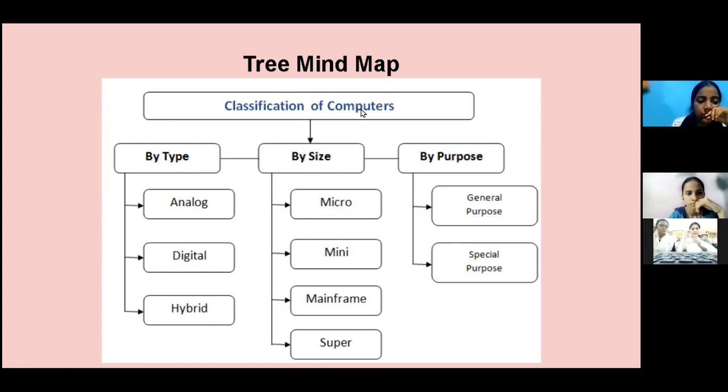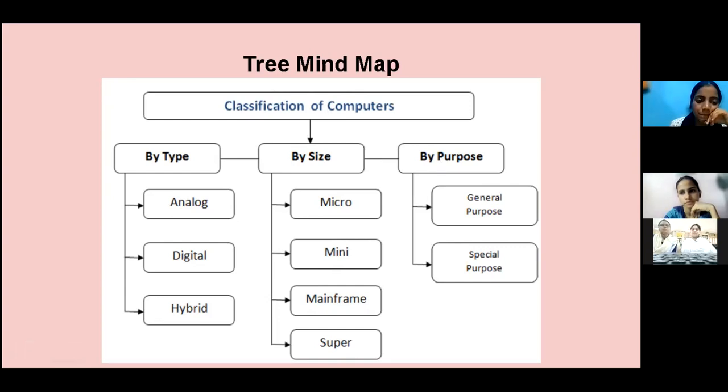So when we have classification of computers, we can use a tree mind map. This is an example of a tree mind map, where it comes down in the form of a tree. By type we have analog, digital, hybrid. By size, we have micro, mini, mainframe, super, going from smaller to the highest. And by purpose, general purpose and special purpose computers. Here, more than a circle mind map, a bubble mind map or a flow mind map, the tree mind map becomes easier, because it's a classification.